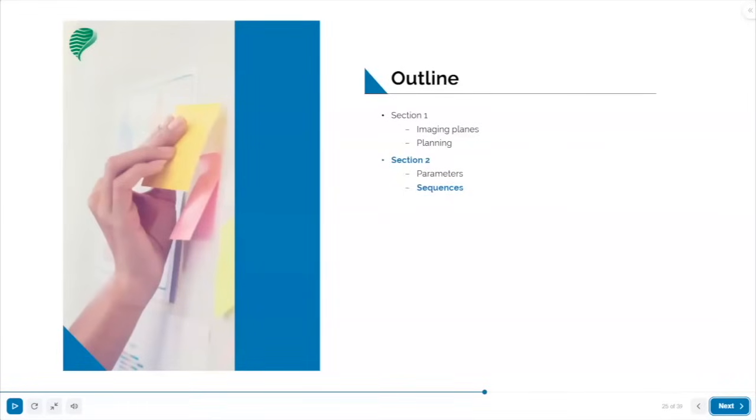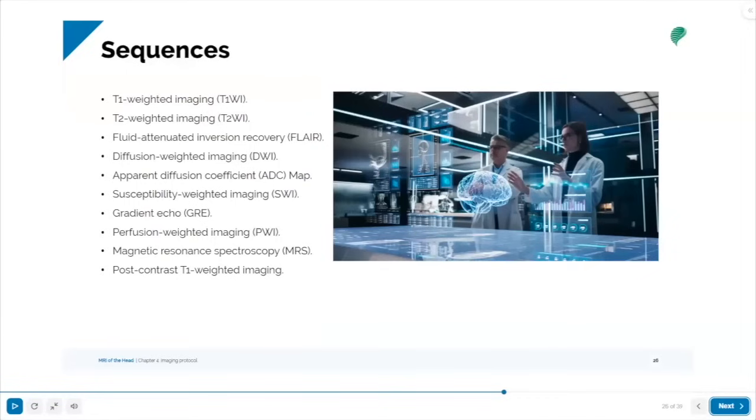So let's talk about some of the different sequences that are done in MRI of various structures. Some commonly used sequences in MRI head imaging include T1, both pre and post contrast, T2, FLAIR or fluid attenuation inversion recovery, ADCs, susceptibility weighted imaging, gradient echoes, perfusion weighted imaging, and spectroscopy.